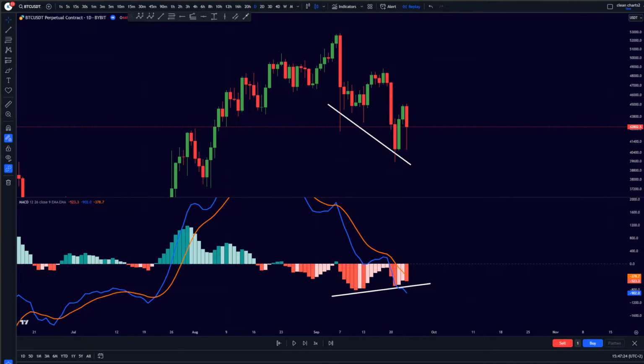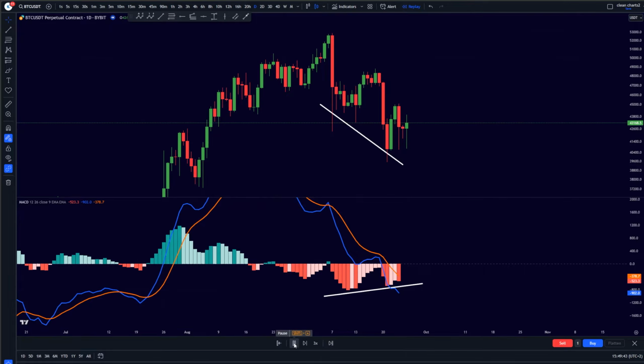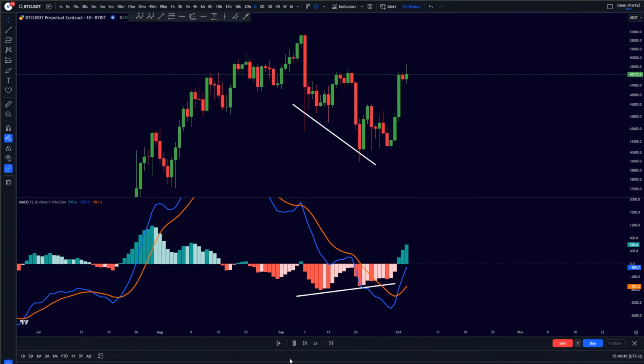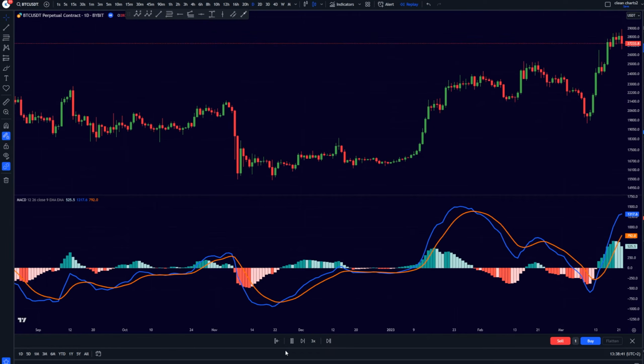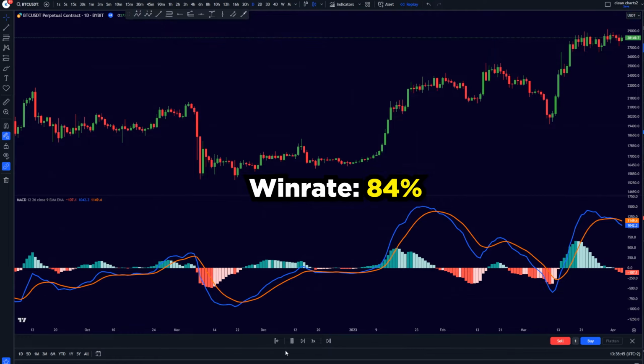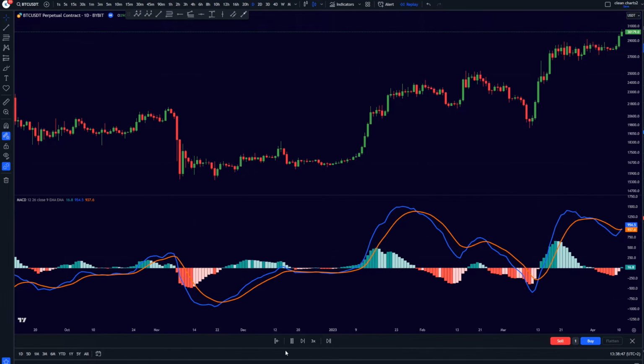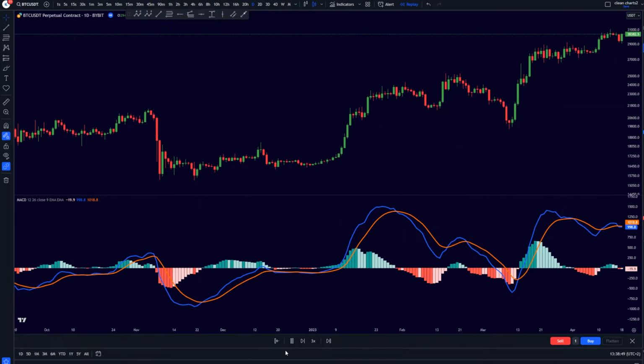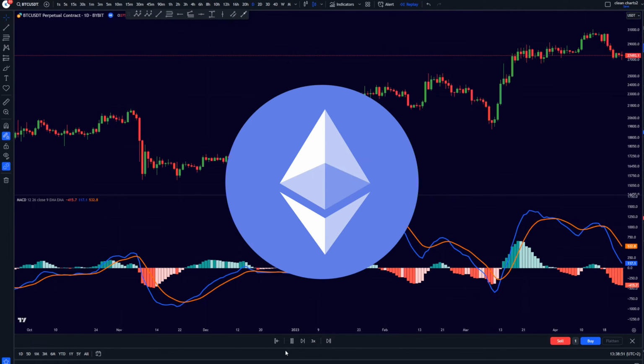And before jumping into the exact strategy, here is another example that occurred a while ago. The only difference, this was a buying opportunity. Now, I found that this momentum divergence trading strategy has a win rate of 84% and works on major cryptocurrencies like Bitcoin and Ethereum, but you could use it on any coin.